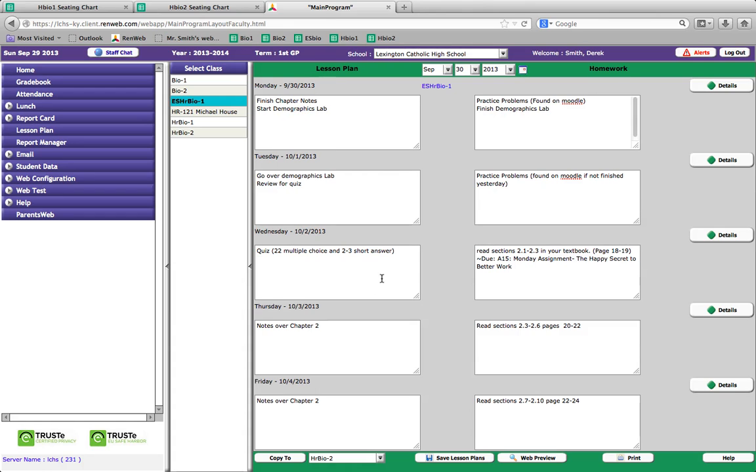There's going to be a quiz on Wednesday over Chapter 36, Population Dynamics. 22 multiple choice, 2 to 3 short answer questions. That's what we're looking at right now. On Monday and Tuesday, probably just Monday, we're going to be doing our demographics lab. It's a population demographic model I found online. It's not like an actual lab, but it's like a computer simulation.